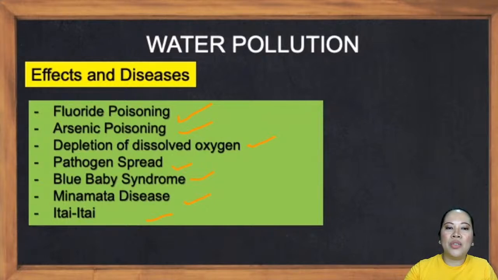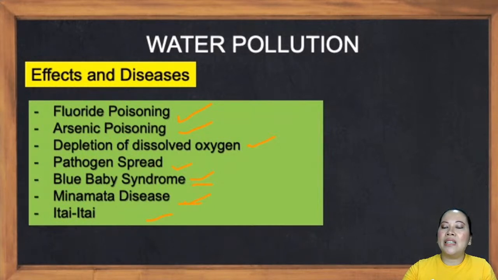Your blue baby syndrome, the word blue means that it is caused by the decrease of the ability of the blood to carry oxygen. That's why it's called blue baby syndrome. It results in a deficiency of oxygen in your body. The disease can be caused by the intake of water and vegetables which are high in nitrate.